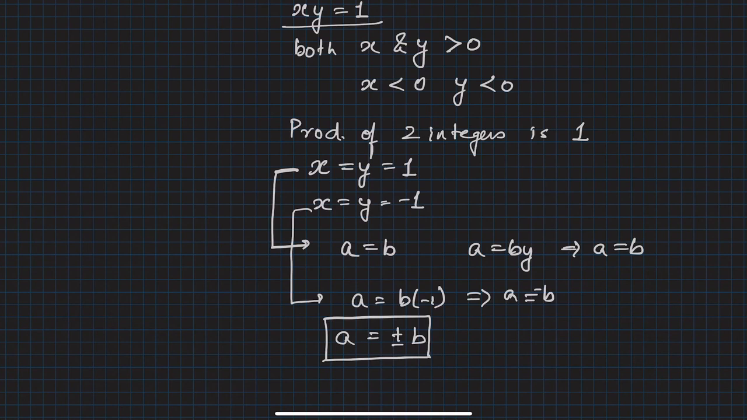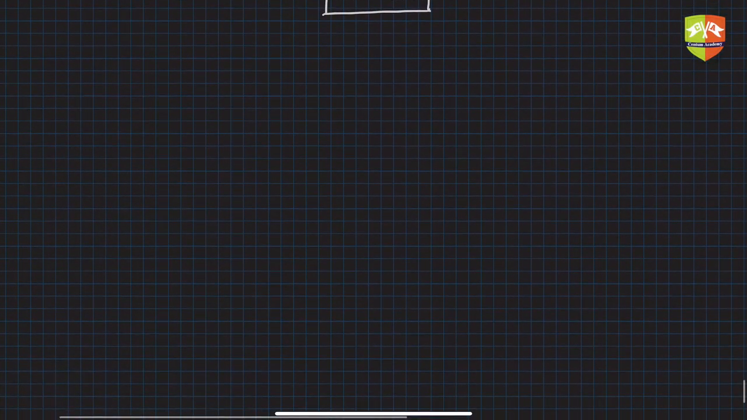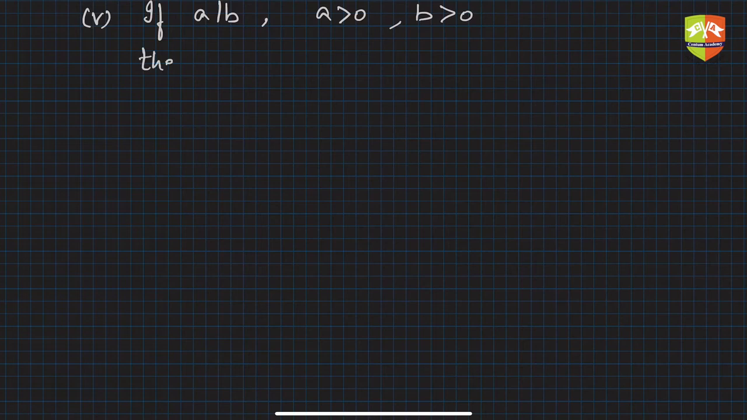Fair enough, folks. Let's go to the next property. Okay, property number 5. It says, if A divides B and A is greater than 0 and B is greater than 0, then what happens? Then A has to be less than or equal to B.